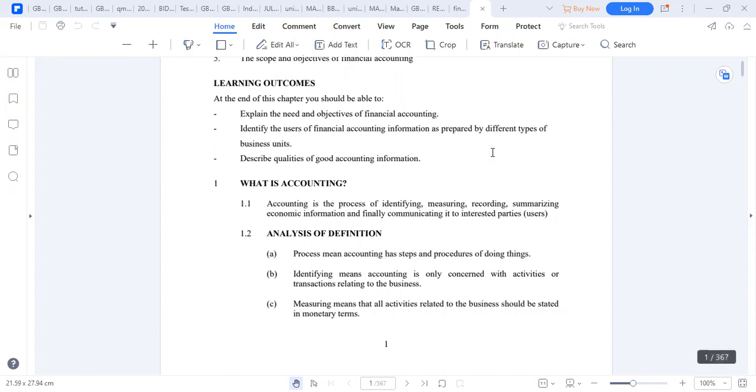So we also talked about the users being two, the internal users and external users of financial accounting information. Internal users, we described the employees, the trade unions, the managers. We also talked about external users like the shareholders, the journalists, the external auditors, as well as government.